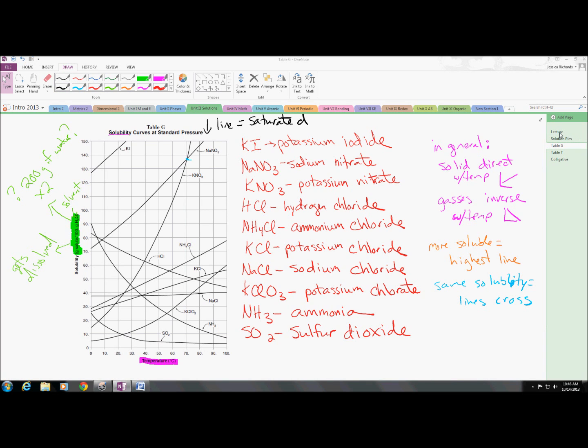Back to our lecture notes. Example questions using Table G. They want to know what is the maximum number of grams of NH4Cl that can be dissolved in 100 grams of water at 70 degrees Celsius. Now, a lot of people get scared by this 100 grams of water thing and think they need to somehow match up 70 degrees and 100 grams on this graph, which won't because there's no line there. The 100 grams of water, remember, just means you can use the graph directly. So if we go to 70 degrees and they want NH4Cl, here's NH4Cl. Make sure you're on the right line because the lines crisscross quite a bit.